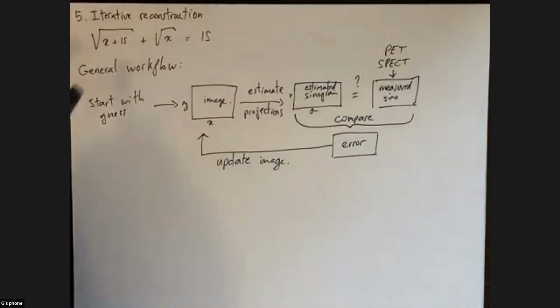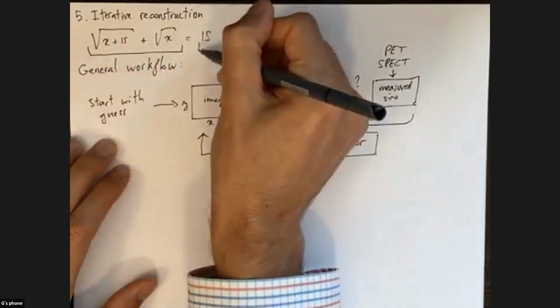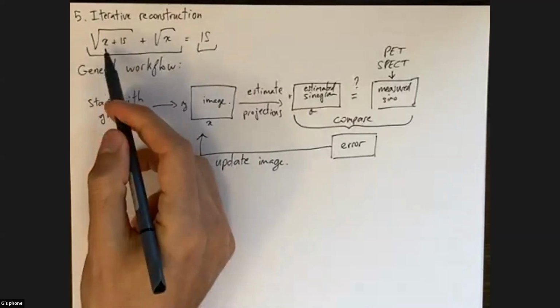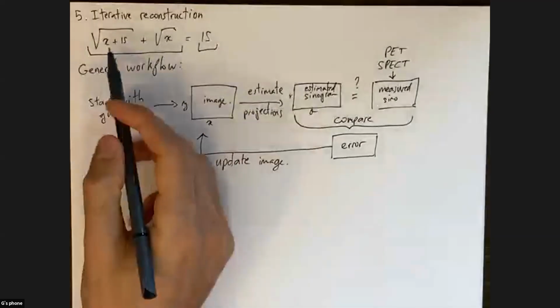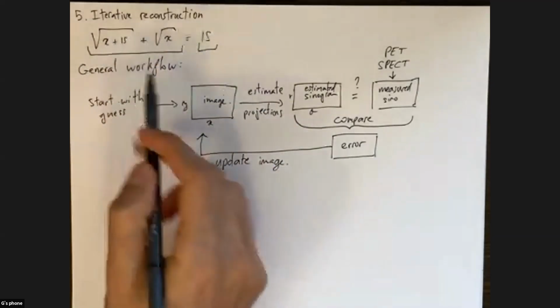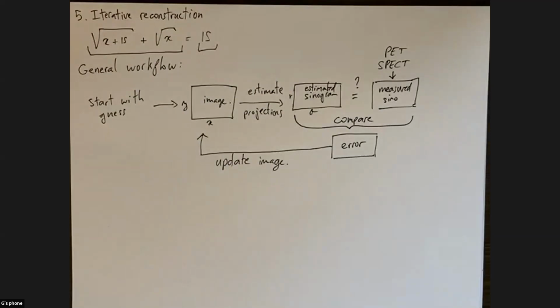So if we go back to the simple example, and I put in 10, basically I get something that's too small. So my error term may be this thing minus this thing. If it's negative, then we're going to put a bigger value of x, whereas if it's positive, we'll put a smaller value of x, right? That's how we would update this variable here. And we could do something similar with the images, okay? So that's the general workflow.